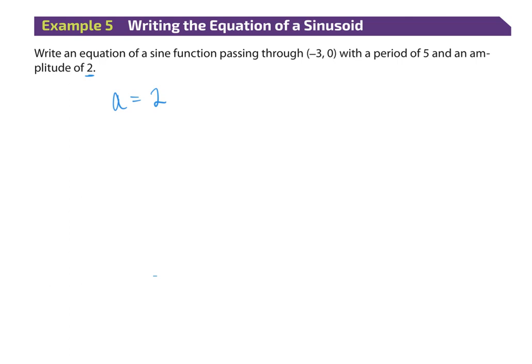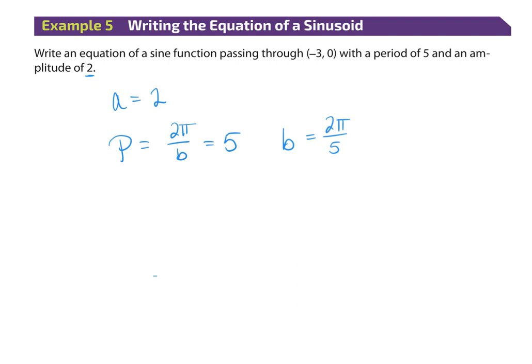Period is 5. Well, period equals 2 pi over b, and they're telling me that equals 5. I can solve for b, can't I? Multiply and divide, which means b is going to be 2 pi over 5. Okay? Make sense? I know that my period is 2 pi over b. So if 2 pi over b equals 5, just solve for b. All right?